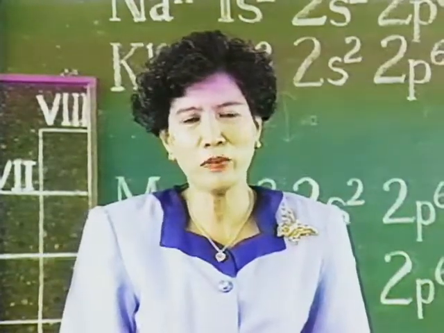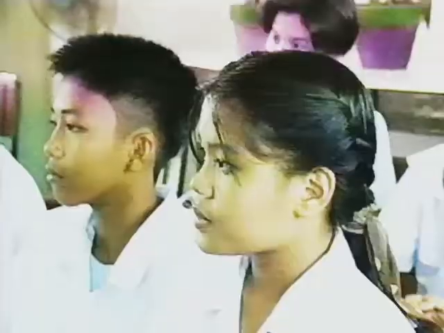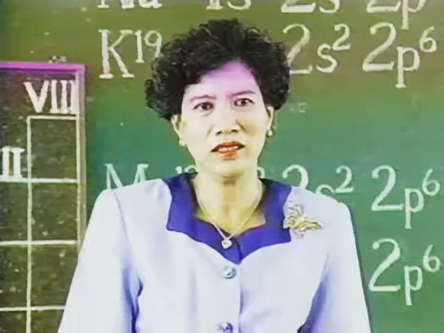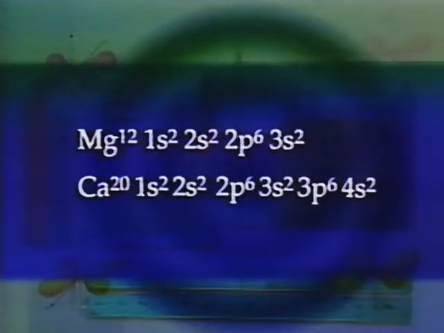Look at the next pair of atoms, magnesium and calcium. Where do they belong in the periodic table? Magnesium is in group 2A, period 3, while calcium is also in group 2A, period 4.